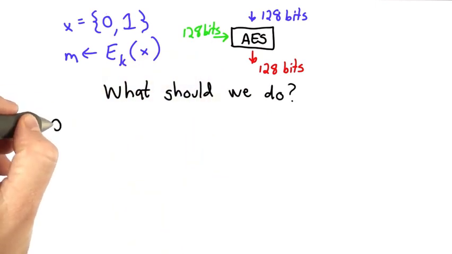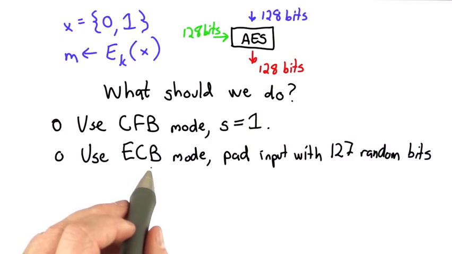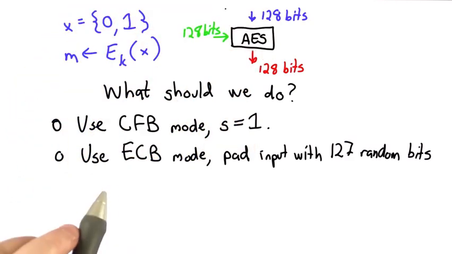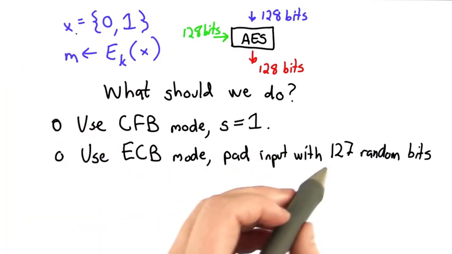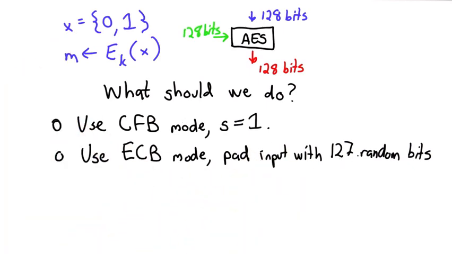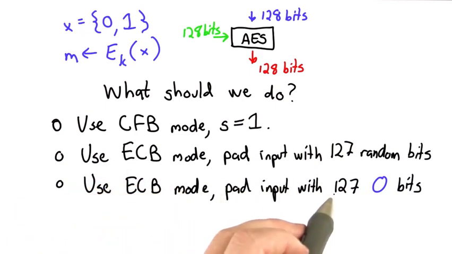And I'll give you 3 choices. So we could use the cipher feedback mode and set S to 1. That allows us to encrypt 1 bit at a time. We could use ECB mode. That's just using AES, passing in the input. And we could pad this input X by adding 127 random bits to the end of it. Or we could use ECB mode, padding the input with 127 0 bits added after X.